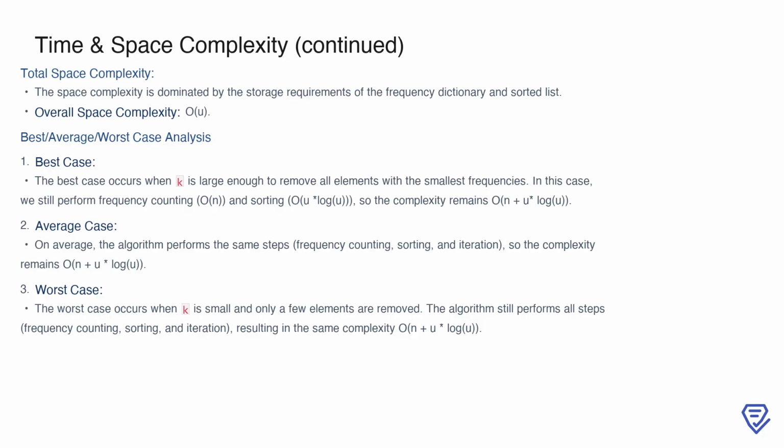Now, let's discuss the best, average, and worst-case scenarios. In the best case, if k is large enough to completely remove all elements with the smallest frequencies, we still have to perform frequency counting, sorting, and iteration, so the complexity stays n plus u*log u. Similarly, in the average case, all steps remain consistent, maintaining the same complexity. Even in the worst case, where k is very small and only a few elements are removed, the algorithm still performs these operations, so the time complexity remains n plus u*log u.